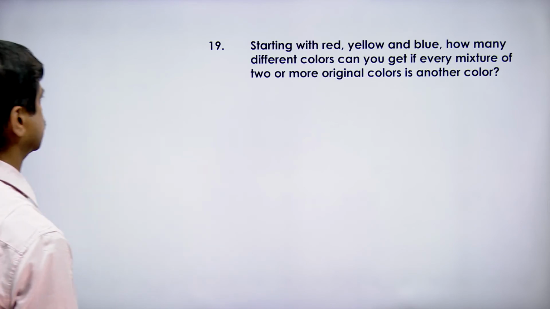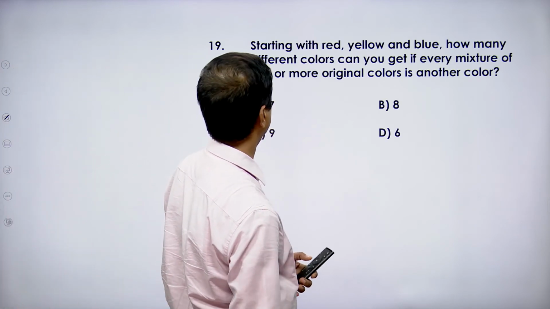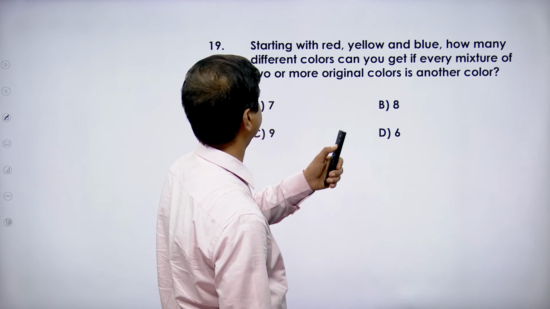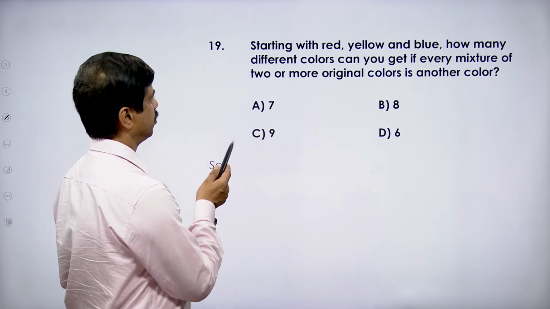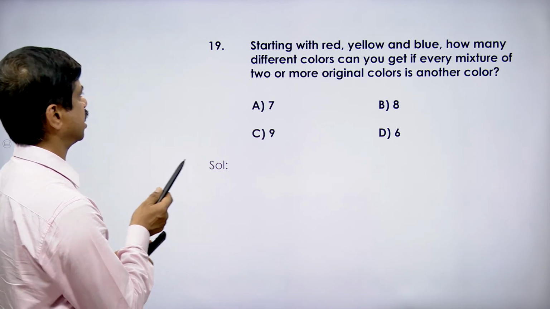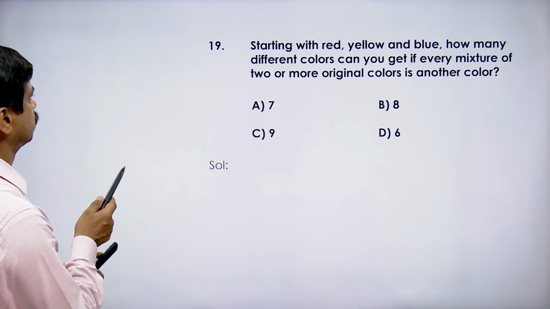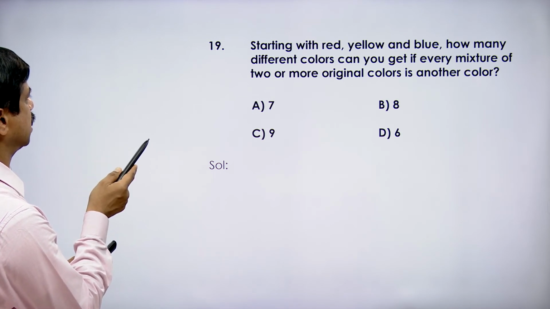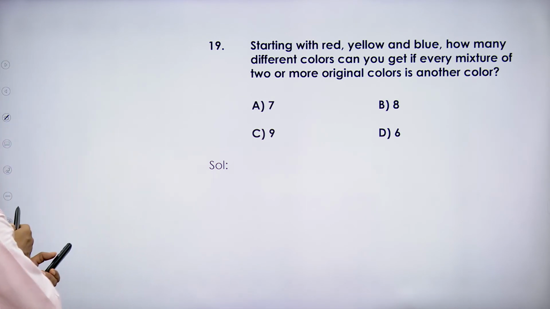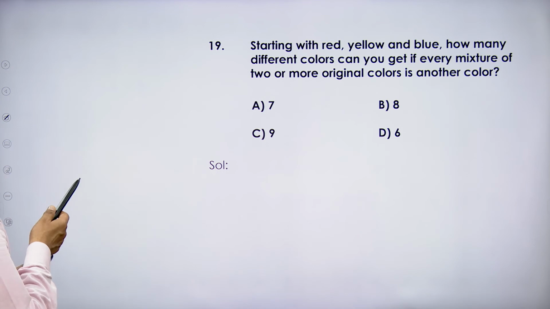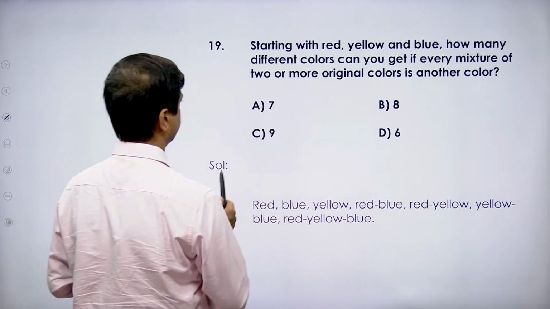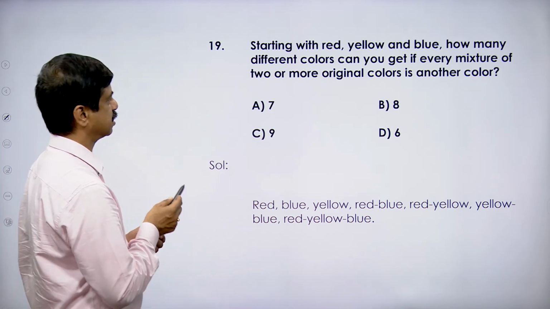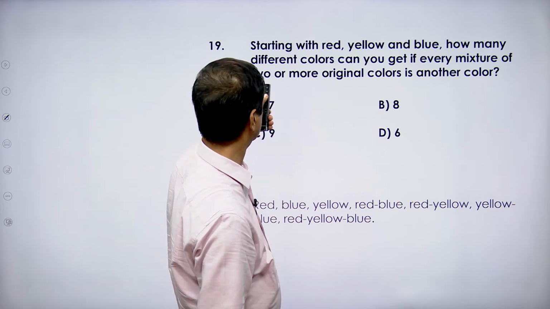Okay, let's go to the next question. Starting with red, yellow, and blue, how many different colors can you get if every mixture of 2 or more original colors is another color? So we can mix either 2 or 3. So that means you can pick 2 colors out of 3 colors, or all 3 colors at a time. It is a mixture of 2 or more.